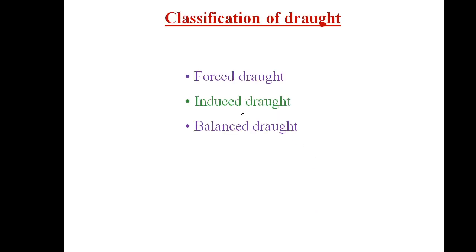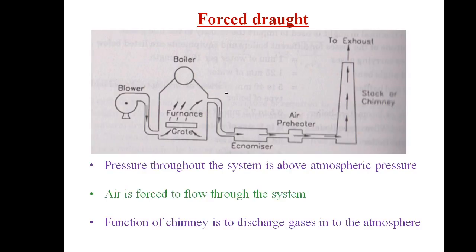Now the draught is classified. The first classification is forced draught, the second is induced draught, and the third is balanced draught. So in artificial or mechanical draught, we have three categories: forced draught, induced draught, and balanced draught. We'll discuss all of these in detail. So what is forced draught?